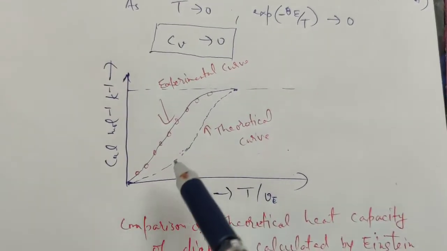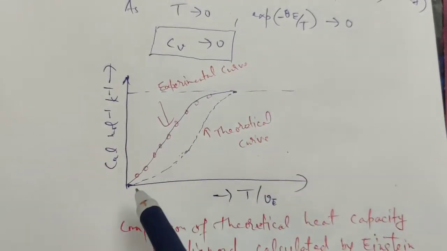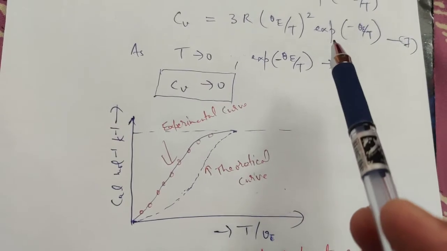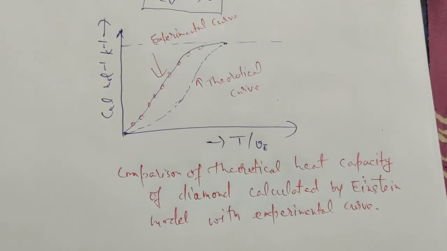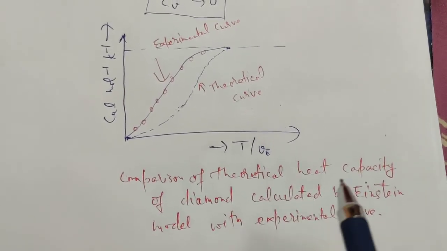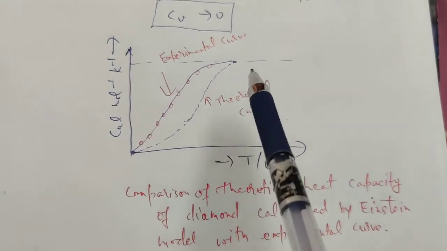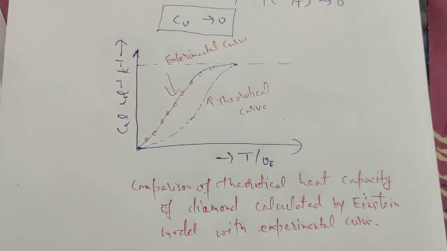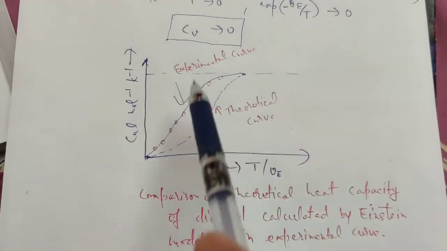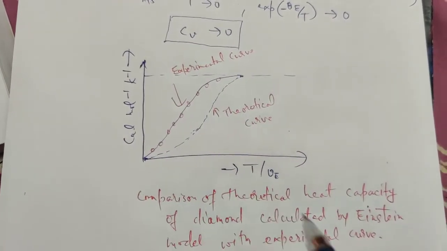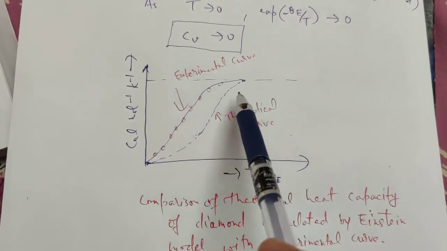So this was the drawback of Einstein's model, that at low temperature it is reducing rapidly because it is exponentially reducing. This was the main drawback of the Einstein model when you compare the heat capacity calculated by the Einstein model and the experimental findings. So this was the discrepancy. This figure gives a graphical comparison of the experimental value of heat capacity for diamond, which is represented by dots, with the value calculated by Einstein by a dotted line.